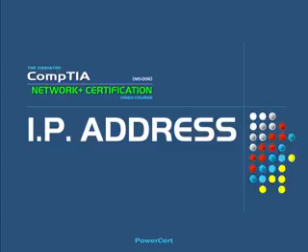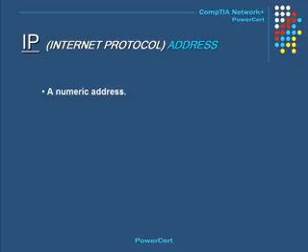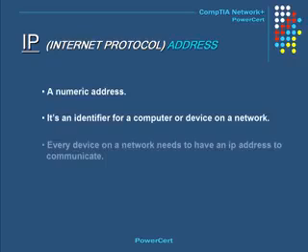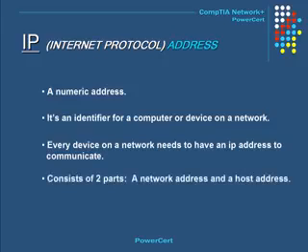An IP address is a numeric address. It's an identifier for a computer or device on a network. Every device has to have an IP address for communication purposes. The IP address consists of two parts. The first part is the network address, and the second part is the host address. There are also two types of IP addresses. The first one is the most common one. It's called IP version 4. And a second type is IP version 6.